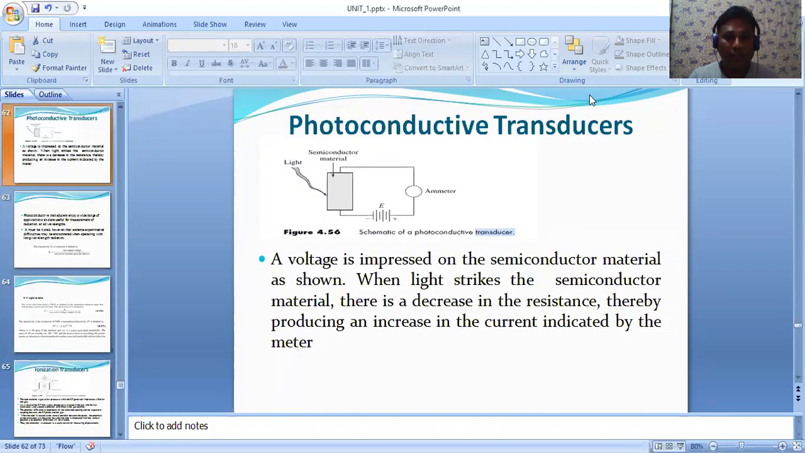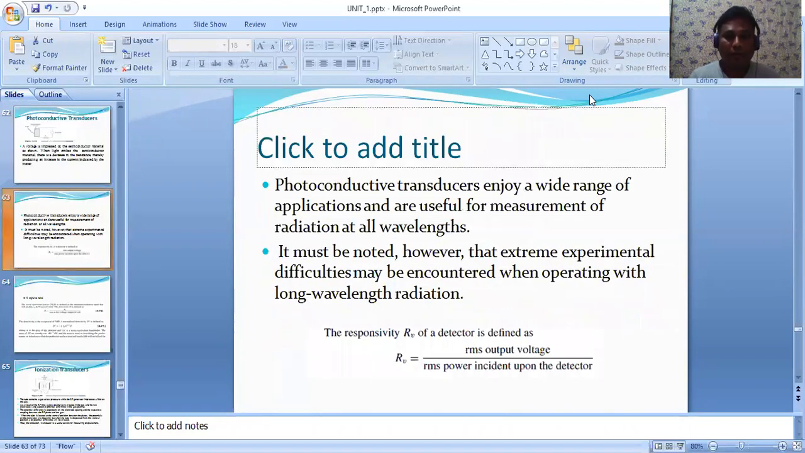When the light strikes the semiconductor material, there is a decrease in the resistance, thereby producing an increase in the current indicated by the meter, using the ammeter. Photoconductive transistors enjoy a wide range of applications and are useful for measurement of radiation at all wavelengths. The wavelength depends upon the materials used in the instrumentation.